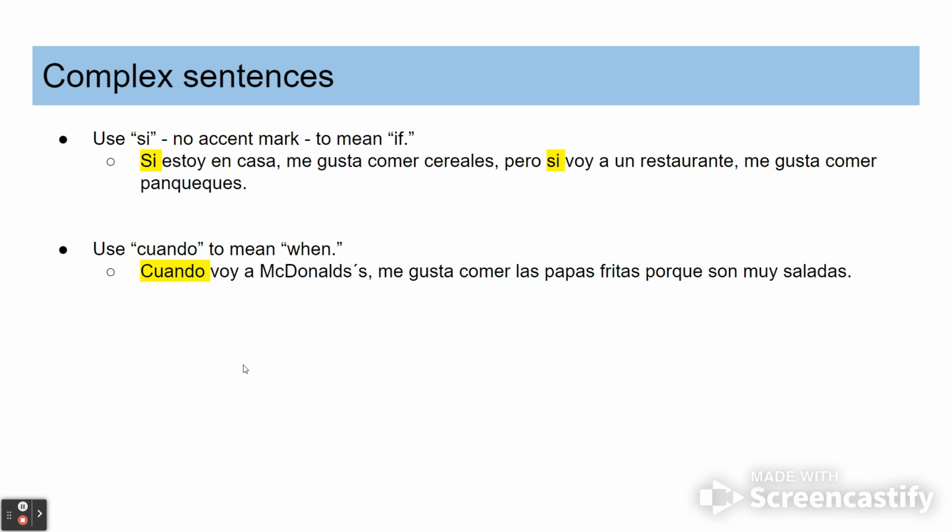Another one that you could use is cuando. Cuando tells us when. Cuando voy a McDonald's, me gusta comer las papas fritas porque son muy saladas. So cuando tells us when I go to McDonald's. This also helps to give some sentence variety and make sure your sentences aren't all so choppy.